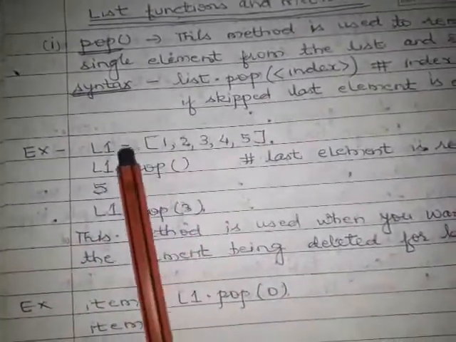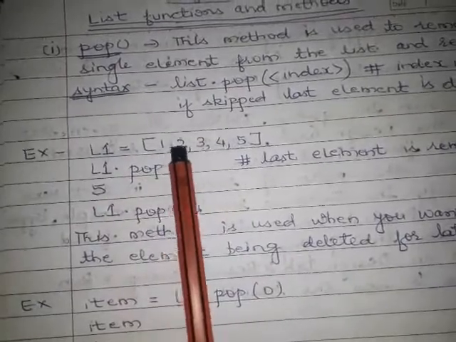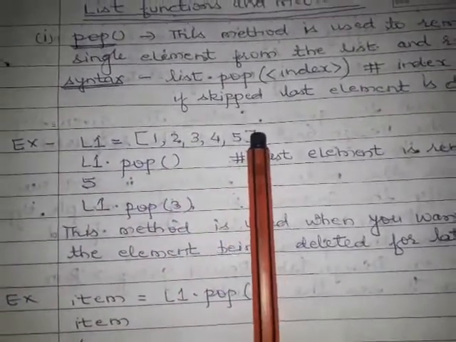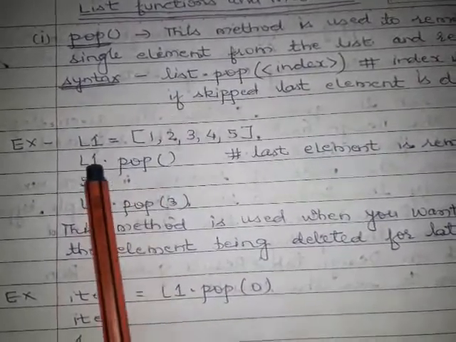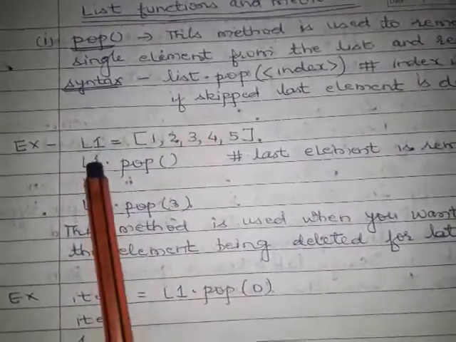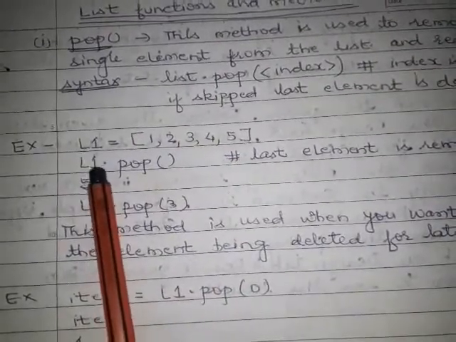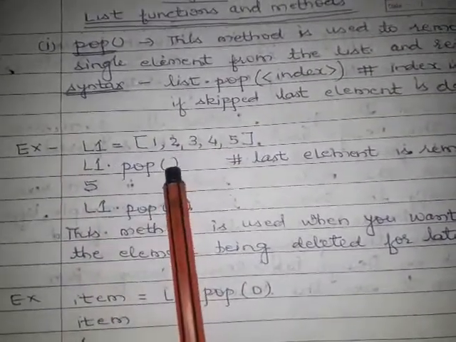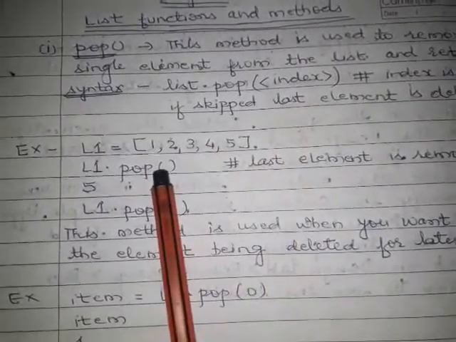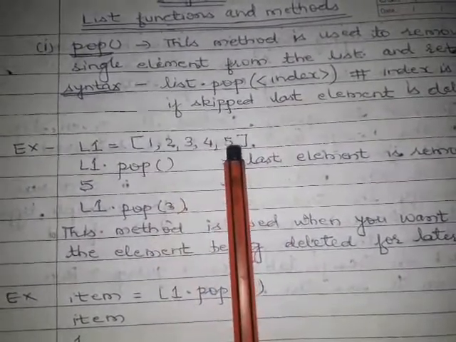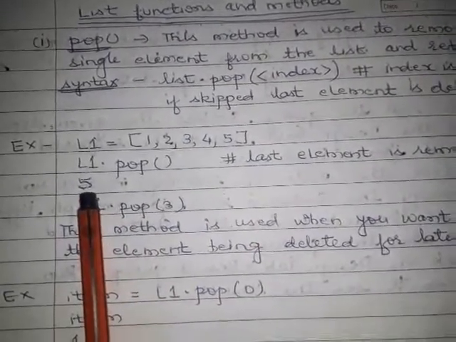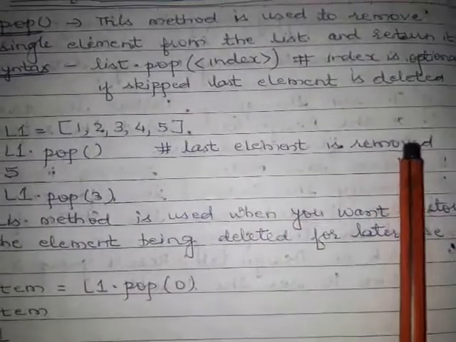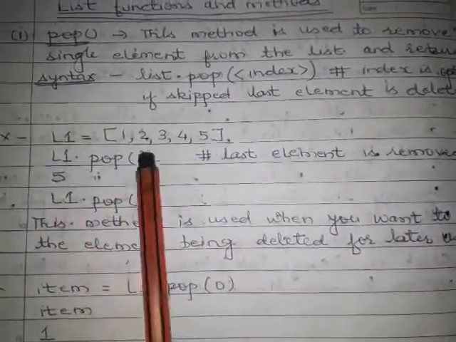Let's see it with the help of an example. Suppose our list is L1. The elements are 1, 2, 3, 4, 5. Now I have used the method L1.pop. L1 is the list. According to syntax, we have to give here the list variable, L1.pop, and no argument is given. If no argument is given, it will remove the last element from the list. So it will give the last element. Last element is removed in this method.